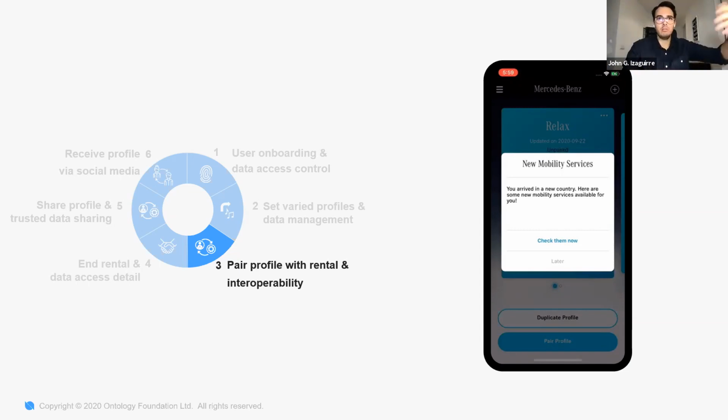Is it going to be offered to Amazon? Is it going to be offered to Netflix? Is it going to be offered to any other service provider, right? So once you enter a new country, you're going to do it with one click.